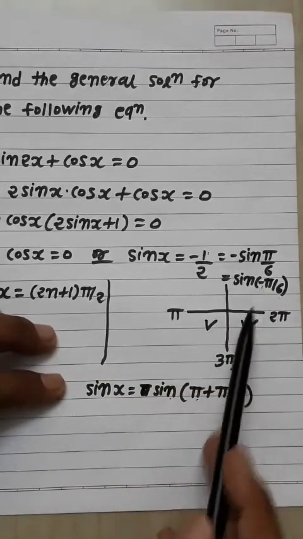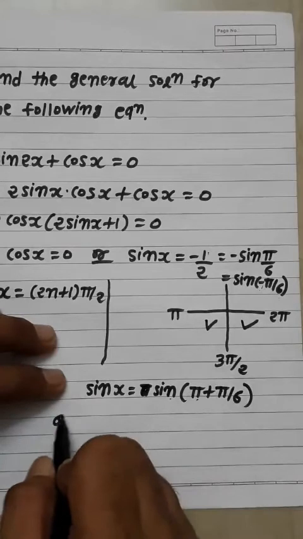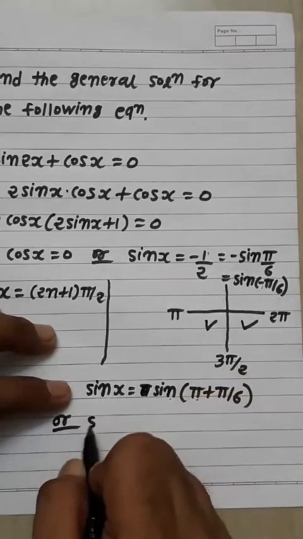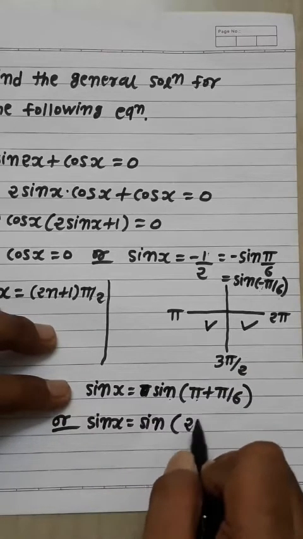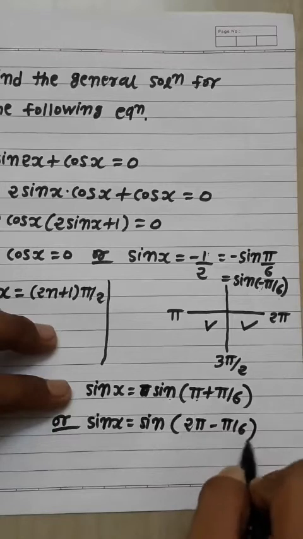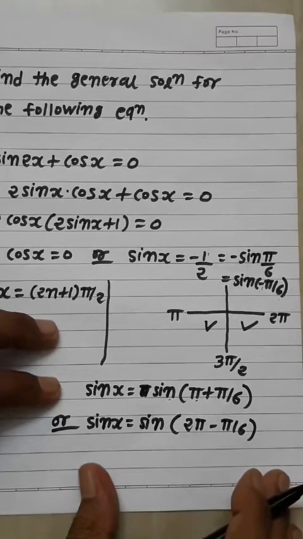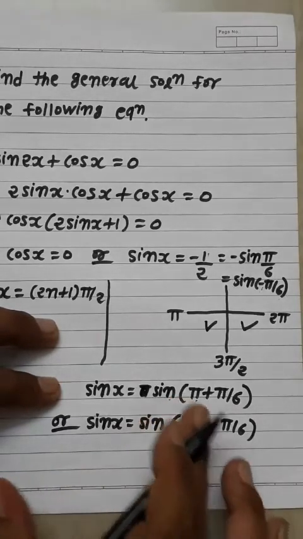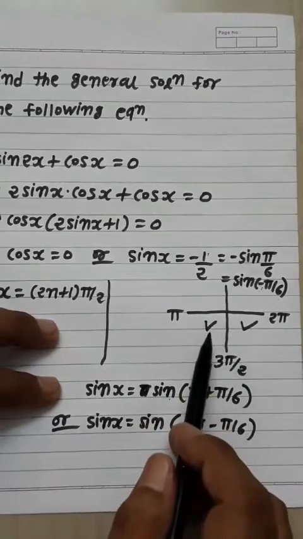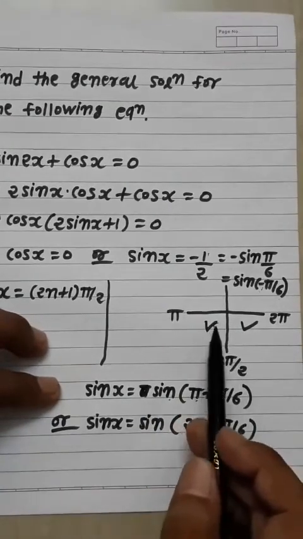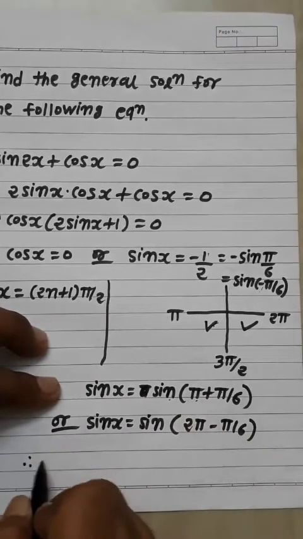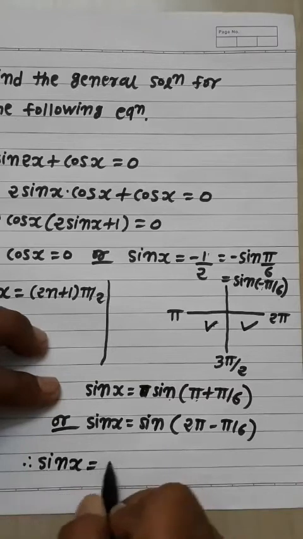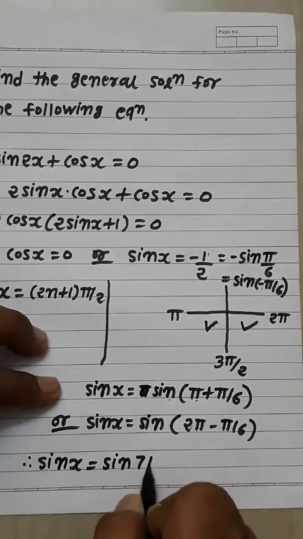Now here remove this minus sign, so we can write sine pi plus pi by 6, or in the case of fourth quadrant, write sin x is equal to sine into bracket 2 pi minus pi by 6. Now simplify this term. Here we get two values, but consider only one value because our question is to find the general solution. So consider only the first value. Therefore sin x is equal to sine, take LCM, 7 pi by 6.